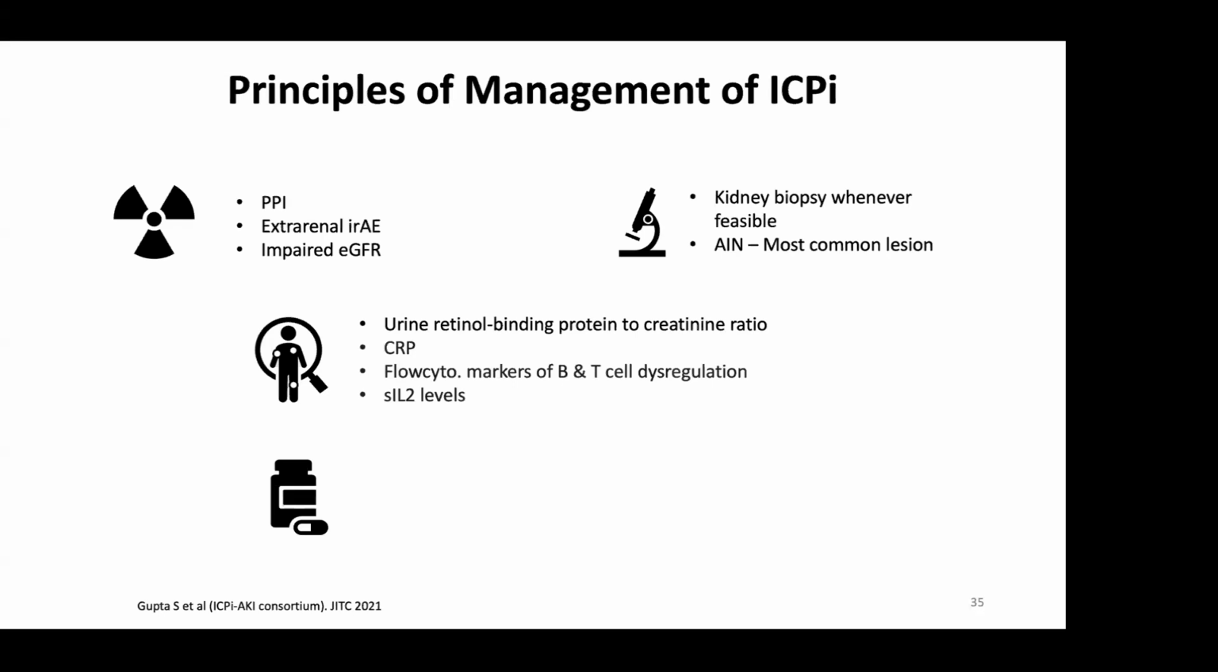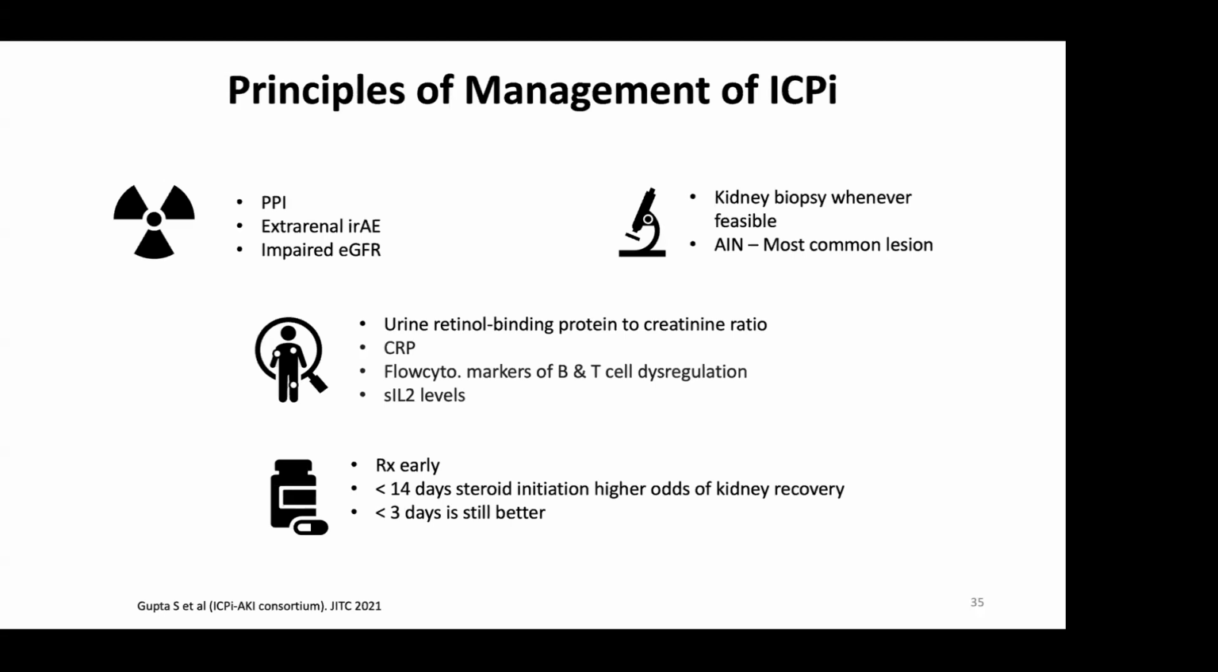Now, these have all been studied in small studies and have not been validated yet, but an initial small validation cohort for the urine retinol binding protein to creatinine ratio has shown that elevated levels of the urine retinol binding protein are predictive of developing interstitial nephritis. And in terms of treatment, the sooner the better.